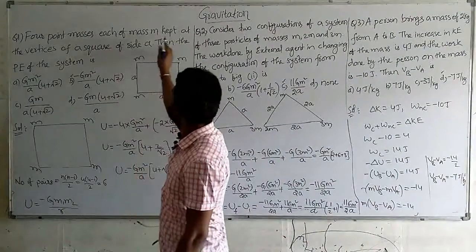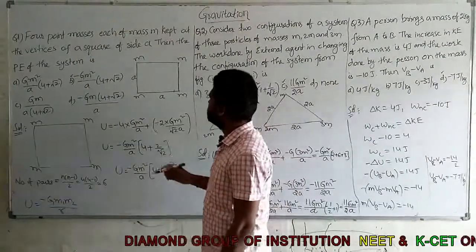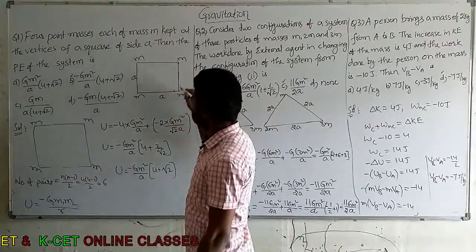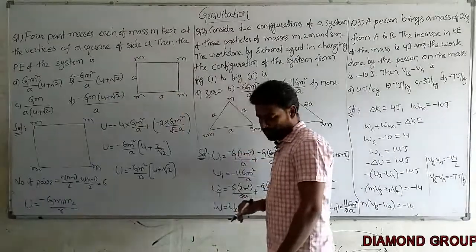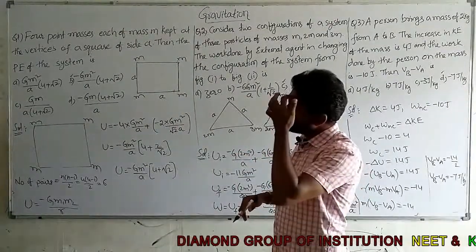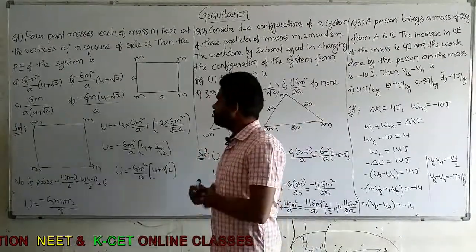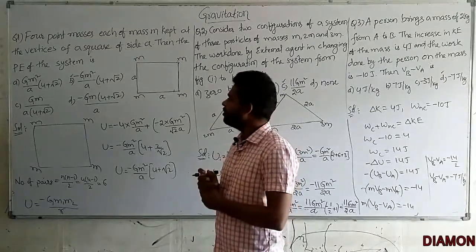4 point masses, each of mass m, are kept at the vertices of a square of side A. So 4 masses are kept at the vertices of the square, and each side of the square is A. Then the potential energy of the system we have to find. To find the potential energy, first we have to find how many pairs are possible.